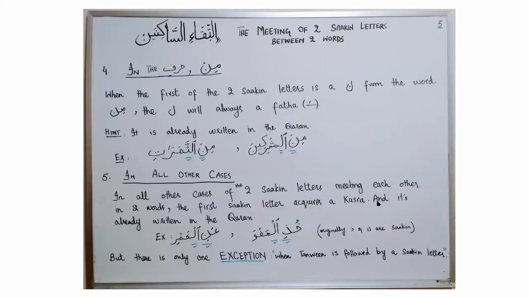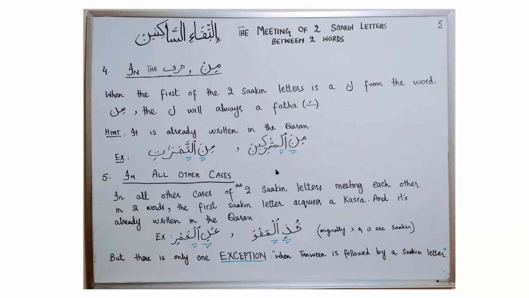The fourth rule says, when the first sakin letter of the two sakin letters between two words is the letter noon from the word min, then this noon acquires a fatha, and it is already written in the Quran. So if you see in these examples, min thamarati, so noon has a fatha, but this fatha is not original. This is conditional due to Iltiqa'a Sakinain. In this case, min al mushrikina. So this fatha on noon is not an original fatha, rather it is a conditional fatha due to Iltiqa'a Sakinain.